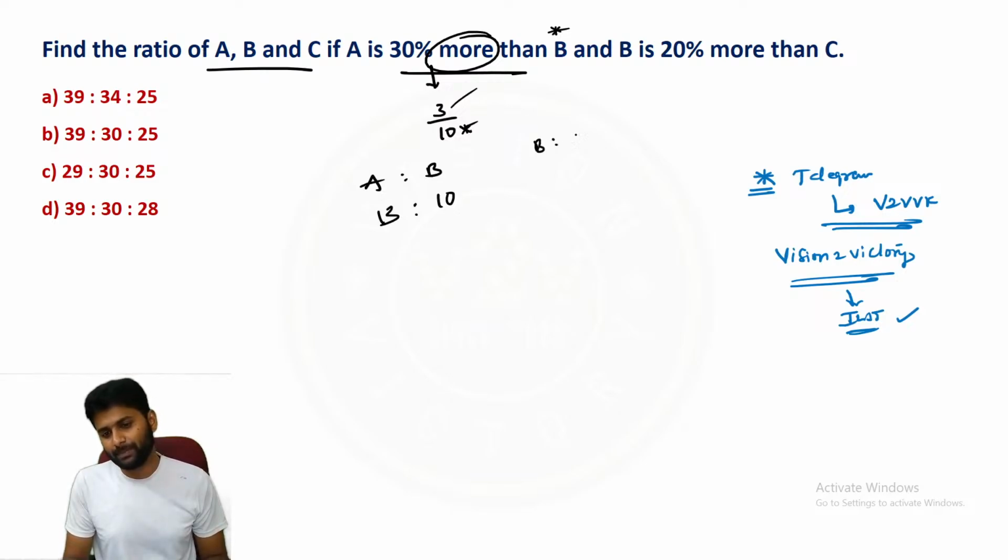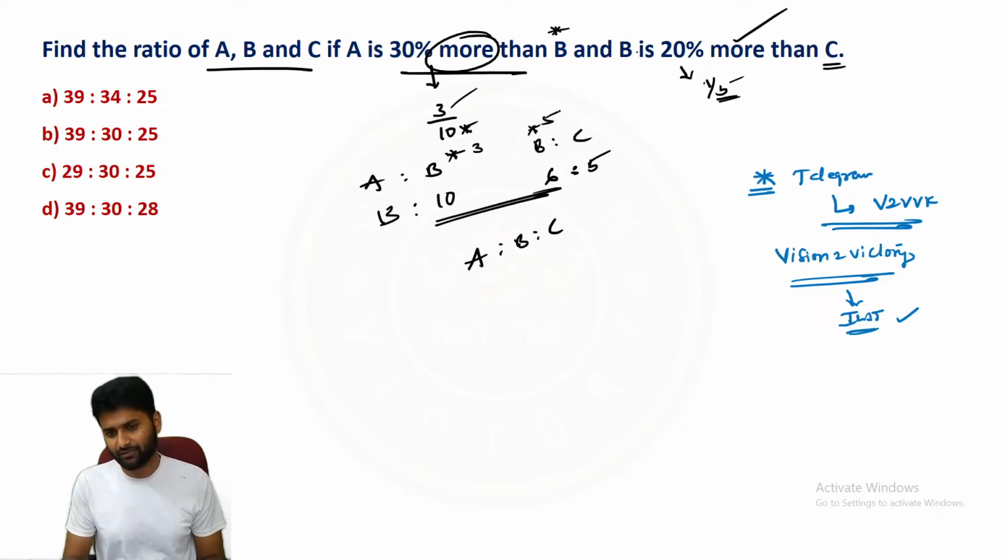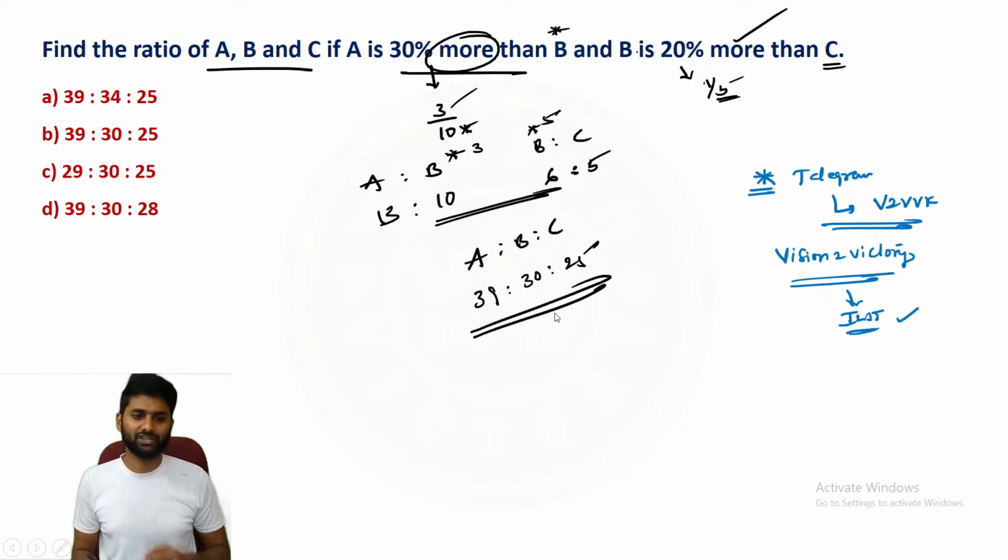In the same way, if you go through the BC comparison, 20% means 1 by 5. The denominator term is all about C, it's a 5. Now here it says that B's value is 1 unit more. 1 unit more means B's value is exactly equal to 6 units. Now combine those ratios here. If you want to equate it, you can multiply this value with 3, this value with 5. Now 13 3s are 39, 3 10s are 30, 6 5s are 30, 5 5s are 25. The ratio of 39, 30, 25 is the correct answer.